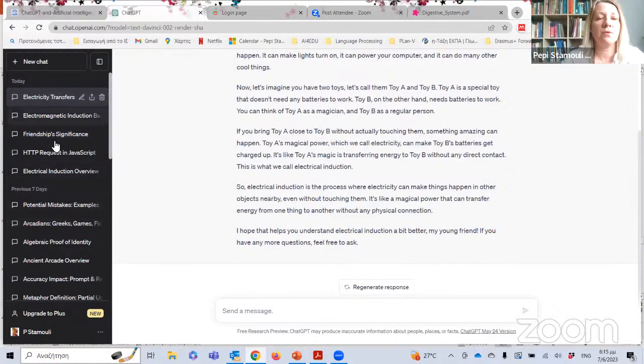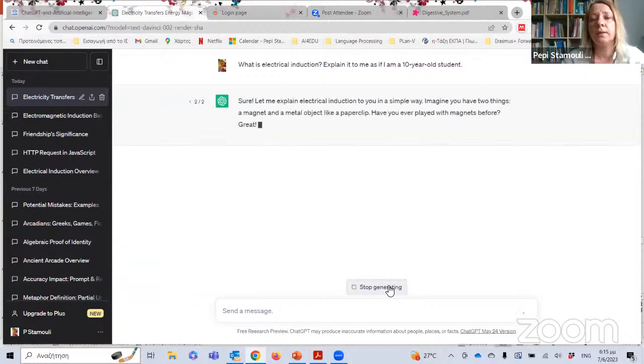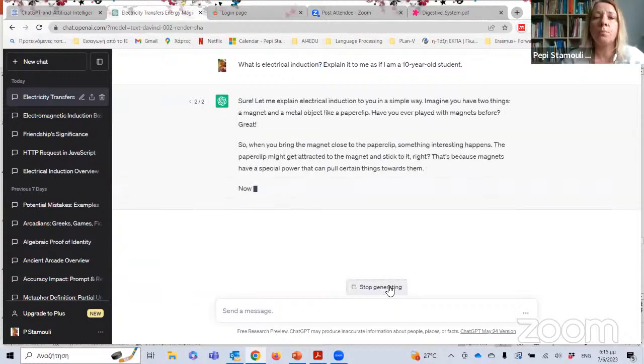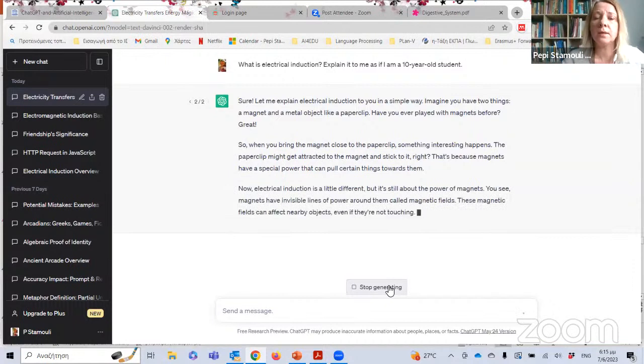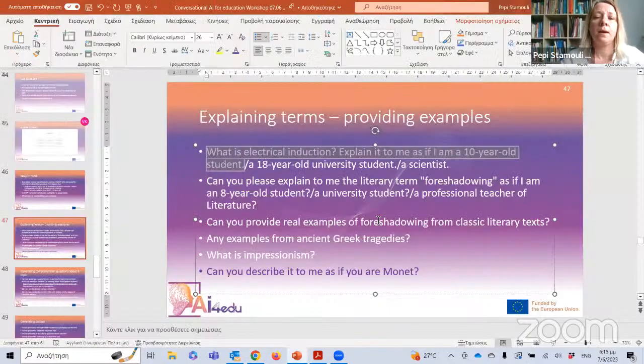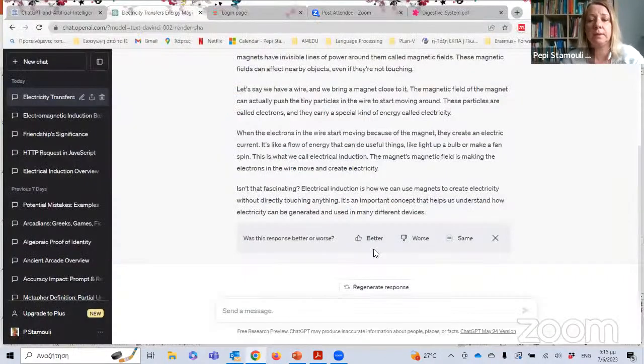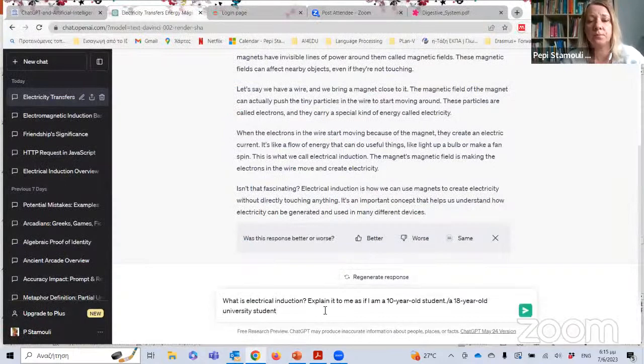On the left, of course, we have the chat history, which can be deleted or renamed. I can regenerate the response, and I can compare the two generated texts and keep the one that I want. Coming back to the prompts I might give, this time I want electrical induction to be explained as if I am an 18 year old university student.